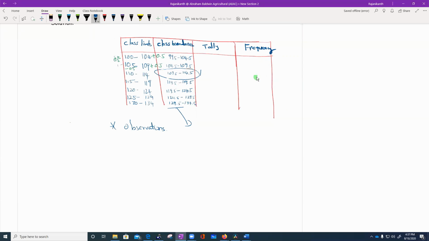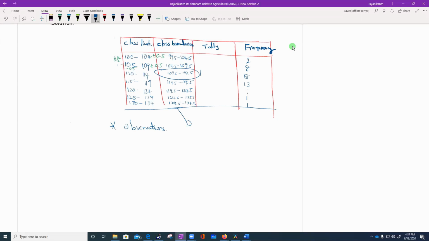So let me copy down my answer. Please make sure that you are getting this answer. I'm getting two data values between 100 to 104. Is that true? I get 8 data values from 105 to 109 and so on. Next 18, 13, 7, 1 and 1. That's it.